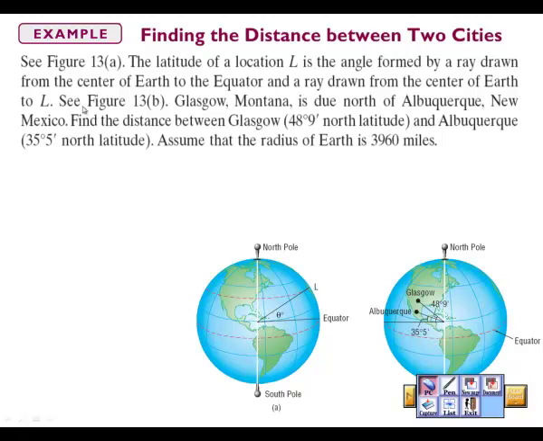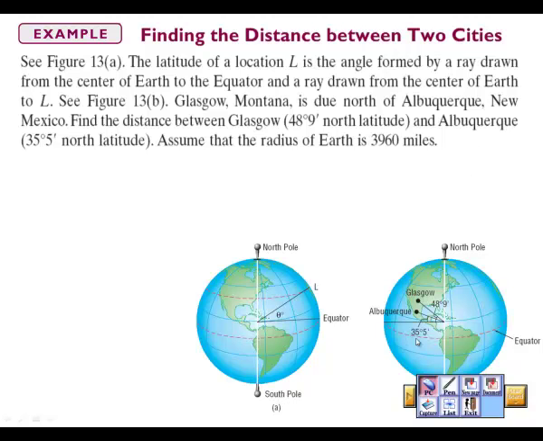Okay, see figure 13b. Alright, so Glasgow, Montana is due north of Albuquerque. So here's Glasgow and here's Albuquerque, Albuquerque, New Mexico. Find the distance between Glasgow, which has 48 degrees 9 minutes north latitude.